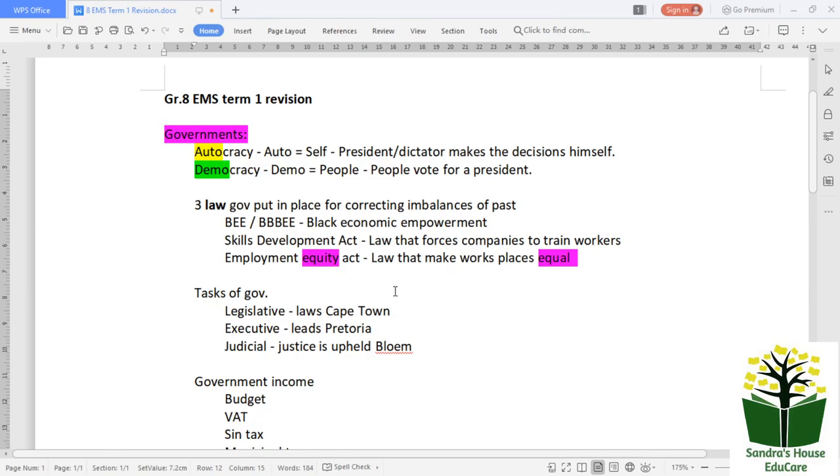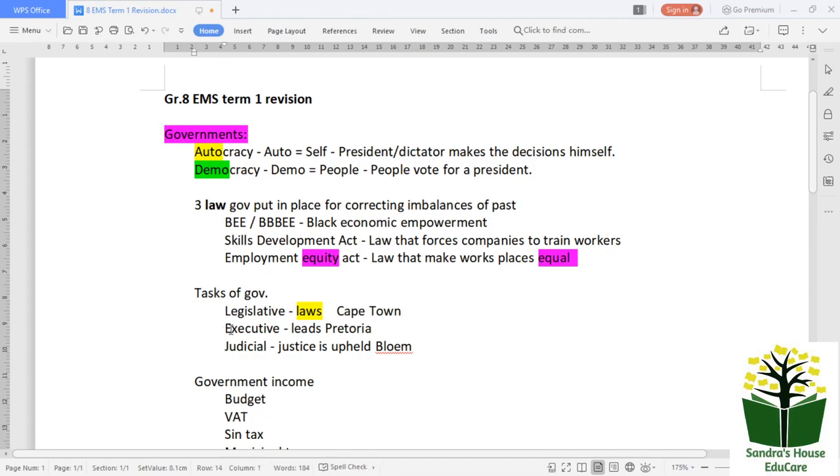So what are the tasks of government? What does a government do? First of all, a government makes laws. That is called the legislative duty of a government. The laws usually get passed in Parliament, which is in Cape Town. I hope you recall when you learned about the capital cities of South Africa that Cape Town was the legislative capital, because that's where the Parliament is and the laws get made.